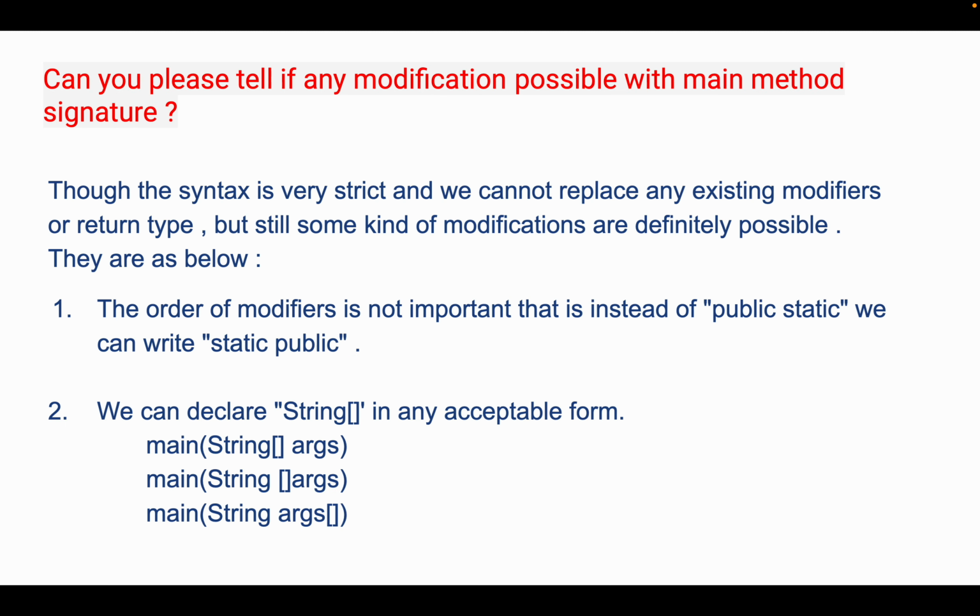So moving to the next question. Here, can you please tell if any modification is possible with the main method signature? We have seen up to now that public static void main is very strict, and we cannot make any kind of changes to it. But is it not possible to have any kind of modification? Though the syntax is very strict and we cannot replace any existing modifiers or return type, some kind of modification is definitely possible. They are as below. The order of modifiers is not important. That is, instead of public static, we can even write static public.